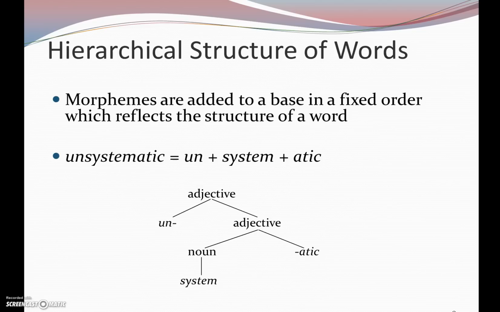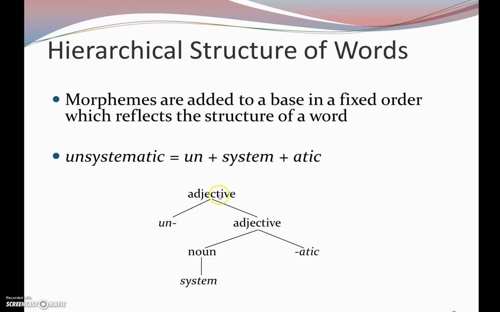Now we can't just add morphemes, all right, sort of willy-nilly. They are added to a base in a fixed order, and this fixed order then reflects an underlying structure. So here we have the example unsystematic, and we can see that the word unsystematic consists of 3 morphemes, all right, and system, we can see that's the only one that sort of makes any sense. So this is the root, okay, this is the initial word, and that's a noun, and we can then see that first we can add atic, which is a suffix, and if you add that we get systematic, and it becomes an adjective. So we've changed the word class and we've changed the meaning, so we're talking about derivation here.